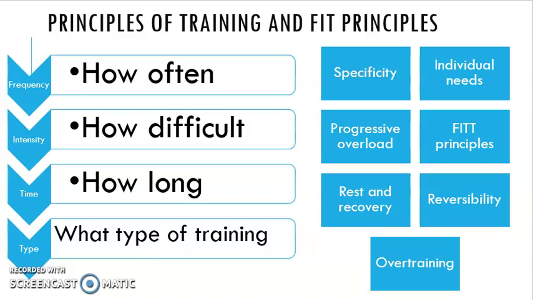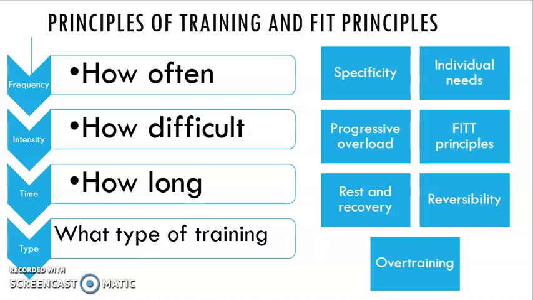Next, you have individual needs, so that you can make your training specific to the athlete. For example, a 16-year-old sprinter would have a different training program than a 45-year-old sprinter. Progressive overload is gradually increasing the amount you do to improve your fitness without working too hard or injuring yourself. Progressive overload also contains the FITT principles, which help us to successfully improve our fitness.